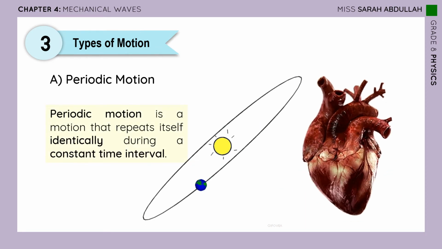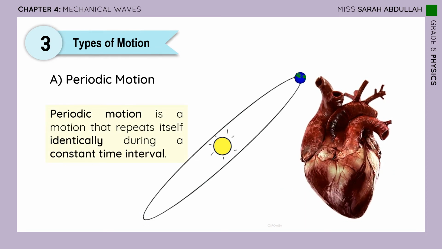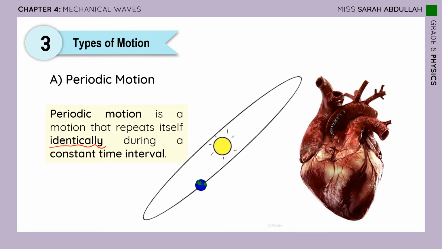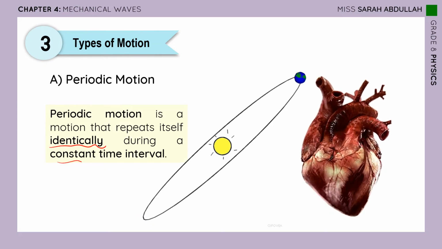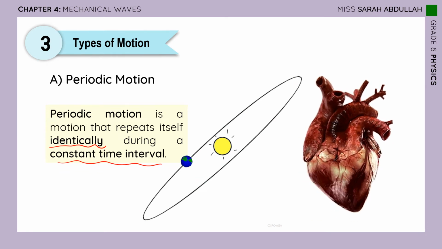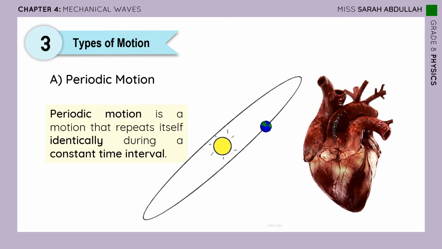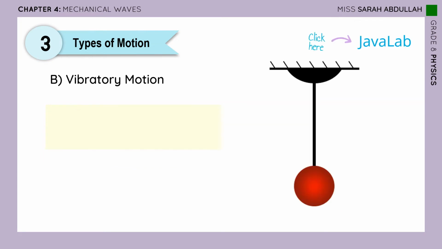It is the motion that repeats itself identically, same motion, during a constant time interval. It takes exactly the same time for the motion to happen again and again.